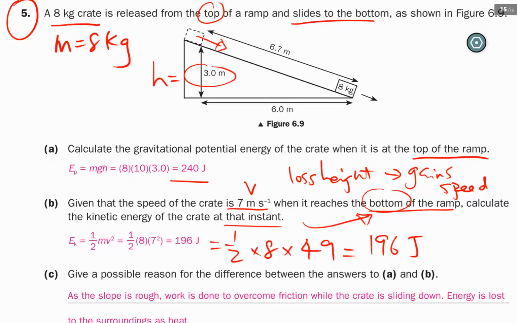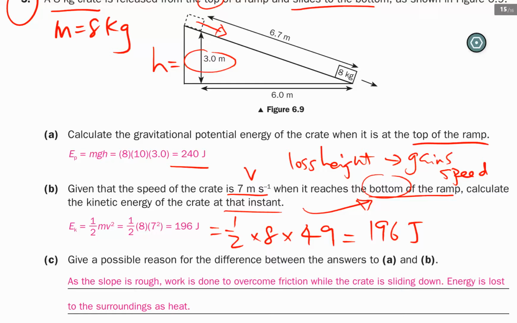What about part C? Give a possible reason for the difference of the answers in A and B. You notice your answer for A is 240, but your answer for part B is 196. So where is the difference? Where does the energy go? If you started with 240, you should end with 240. But in your calculation, you only get 196. So there's a reason for it, which is that the slope is rough.